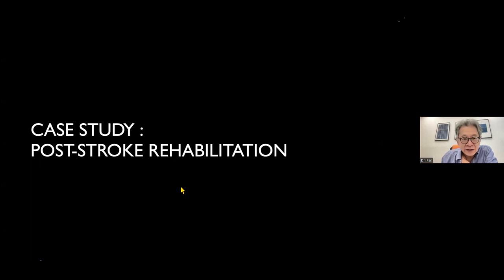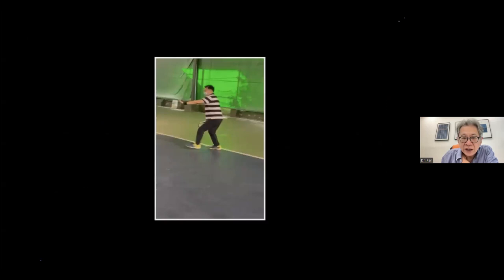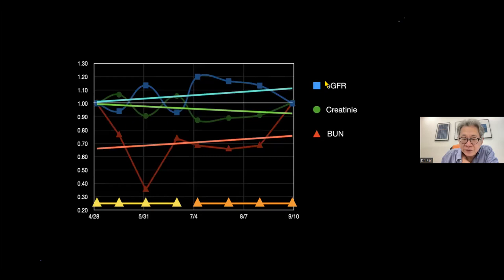So this is a guy who has been getting this plasma conditioning therapy in our Taipei clinic for about 2 years now, 2 or 3 years, I don't know. Originally he had a stroke and he couldn't walk at all, and he's recovered now and he can play tennis, okay? So we have a patient coming in for diabetic chronic kidney disease, and she got this therapy, and very quickly, in about 5 months, the eGFR was able to improve by about 15%.